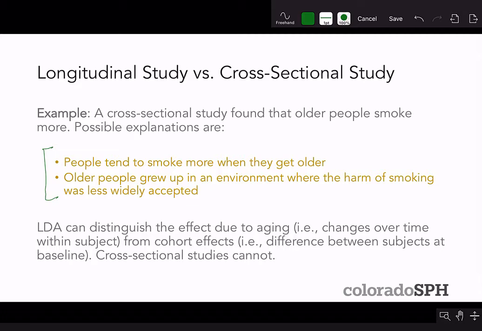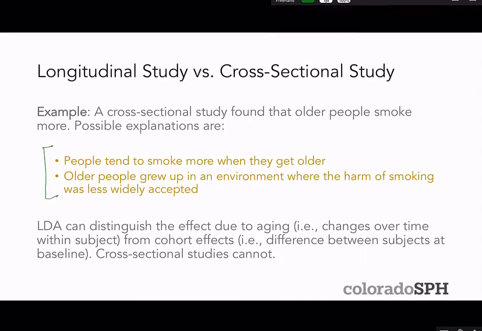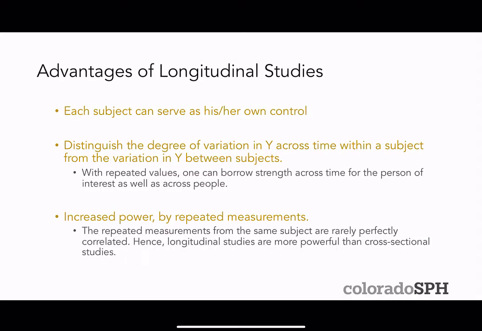But LDA can distinguish the effect due to aging, that is, changes over time within a subject in things like smoking status, from cohort effects, which are just the differences between subjects at different points in time or at baseline. And that's one advantage of longitudinal studies from that previous example.